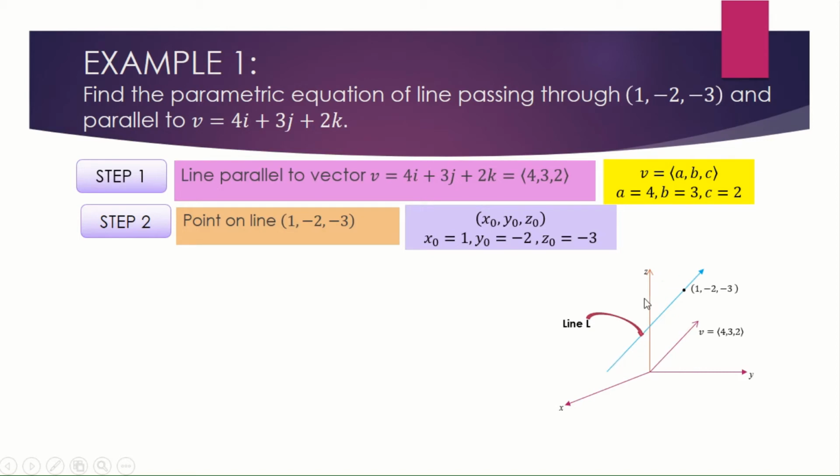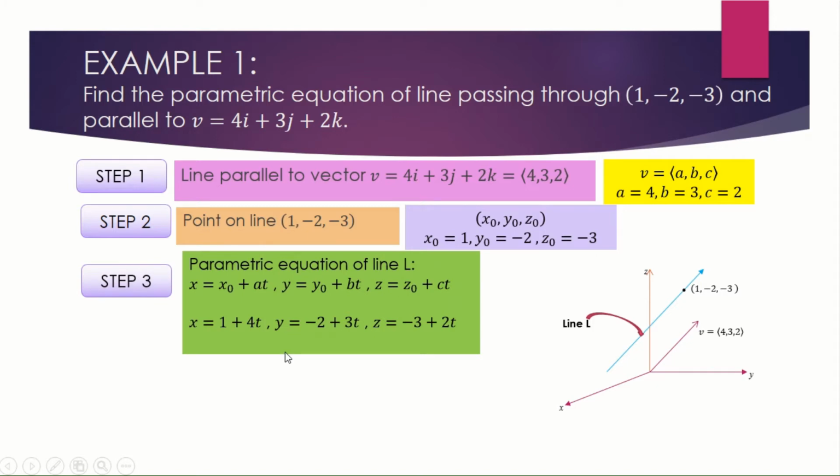This is the situation of the example. We have a line L, the line whose equation we are going to determine. We have a point on it, and a vector (4, 3, 2) parallel to the line. Therefore, we can write the parametric equation of the line using the formula. We have x equals x naught plus at, so x is equal to 1 plus 4t. y is equal to -2 plus 3t, based on y naught and b. z is equal to -3 plus ct, or -3 plus 2t. So this is the parametric equation of the line.